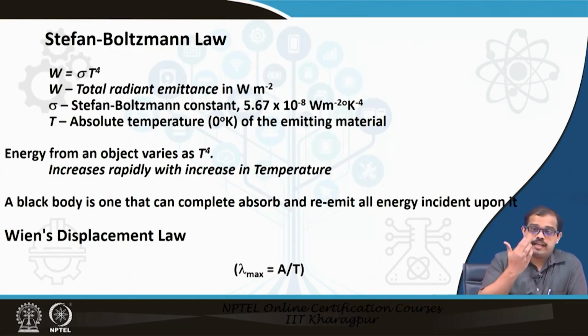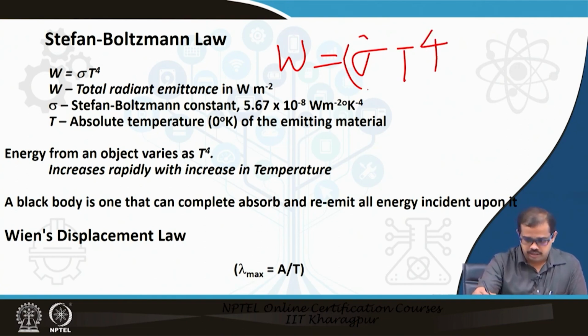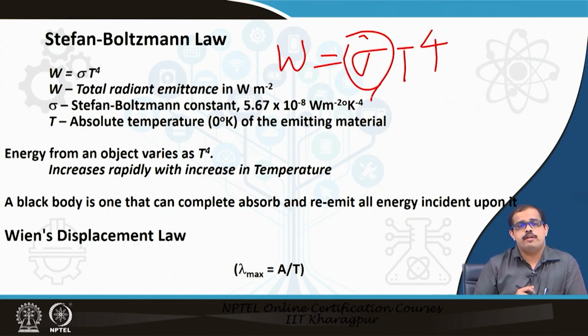And the next law is the Stefan-Boltzmann law, which states that W is equal to sigma T to the power of 4, okay, where sigma is a constant, the Stefan-Boltzmann constant, which is approximately 5.6692. So, it is approximated to 5.67 multiplied by 10 power minus 8 watt per meter square per Kelvin to the power of 4. Okay.